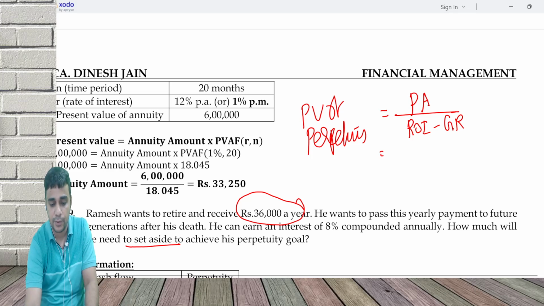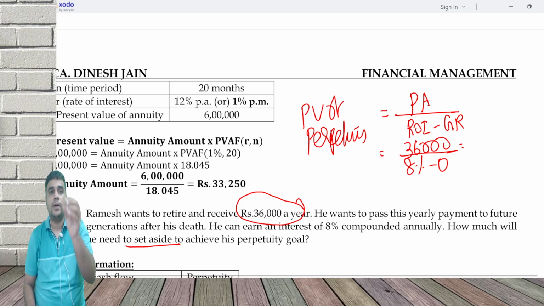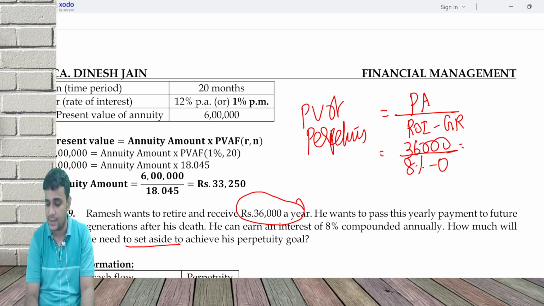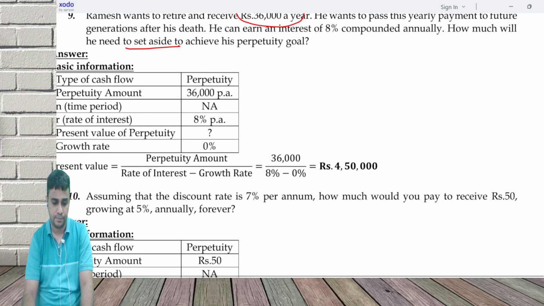What is the perpetuity amount? Rate of interest? Any growth? Give 4 lakh 50, earn 8%, 36,000. Again 4 lakh 50, 8%, 36,000. It's a cycle which will keep going on. Any doubts on this? The only problem is if interest rates change, then we get into trouble. But that's a risk you have to face.